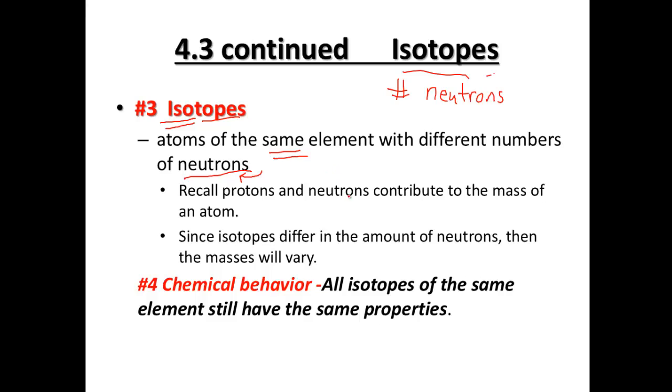So our number of protons is the same. Protons and neutrons give us the mass of the atom. Isotopes vary in the amount of neutrons, so their mass is going to be different. Protons, the P positives, are going to be the same. So it's the same element. It just has a little bit more or a little bit less mass. Now, all isotopes of the same element have the same properties still. So chemically, they're the same. It's just they're a little heavier or a little bit lighter.